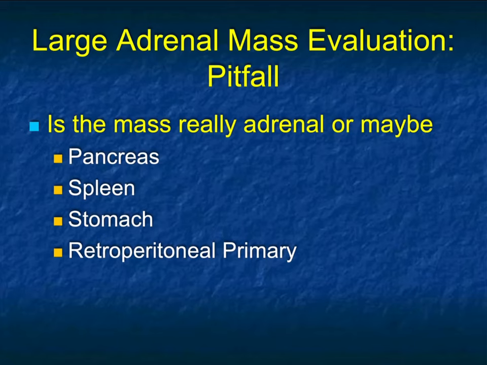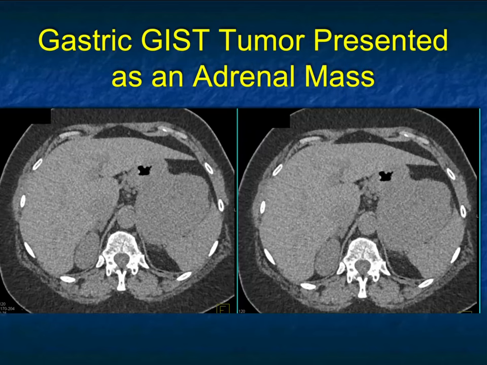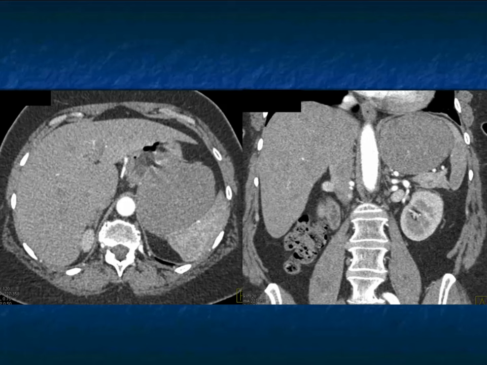Now, when you speak about large masses, one other thing I should mention, because we've seen this problem before, is sometimes when you have masses, particularly on the left side, it's really hard to be certain if it's adrenal or maybe it's pancreas or spleen or a GIST tumor from the stomach or it's some primary retroperitoneal tumor. This patient had a chest CT and there was a mass, which you can see. And this was read as a big adrenal mass, and I could see why. Now, of course, there's no contrast, and this was the lowest scan because it was a chest CT.